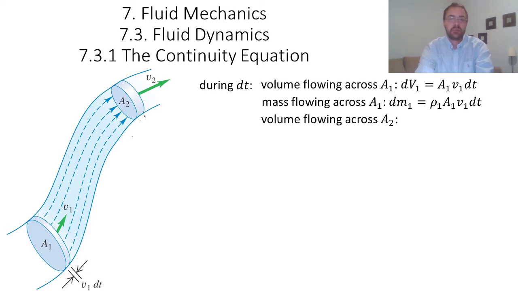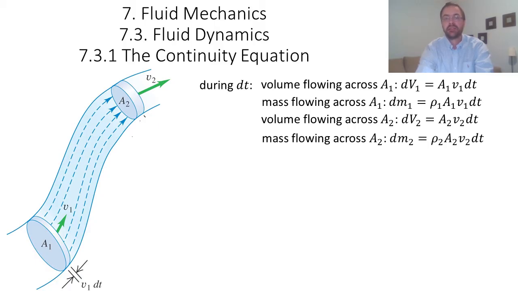We can do the same for the particles that cross A2. Those particles have a velocity V2, so during a time dt, they will move by V2 dt. And so the volume flowing across A2 will be dV2, which is equal to A2 V2 dt. And the mass flowing across A2 will be dm2, which will be equal to ρ2 A2 V2 dt.